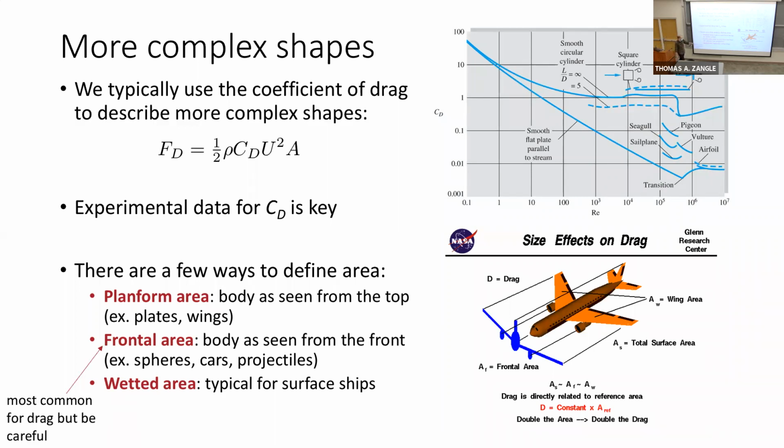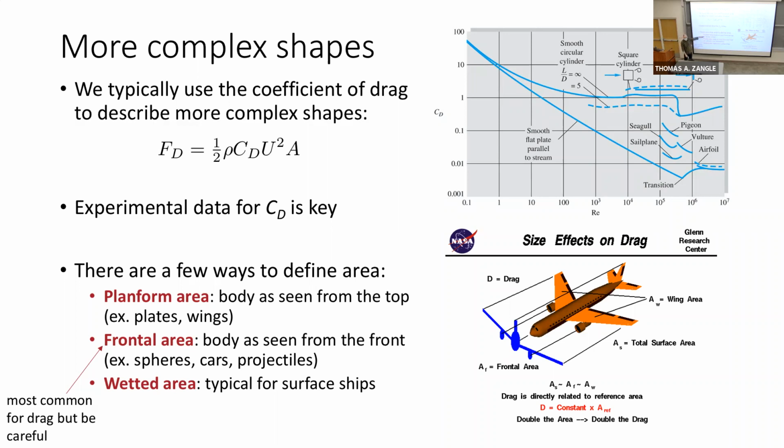So for drag coefficients, when you see CD and you see a plot like this, most of the time the relevant area you use is this frontal area, like the area if you project it backwards. For a sphere, it doesn't matter. The frontal area and the planform area are the same. The wetted area would be different for a sphere. That'd be the surface area.